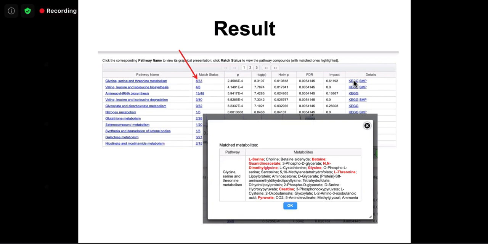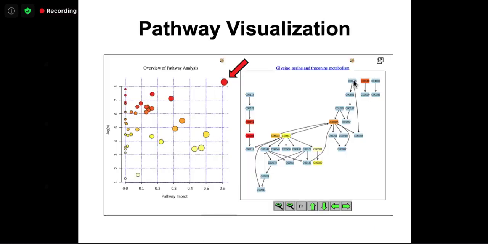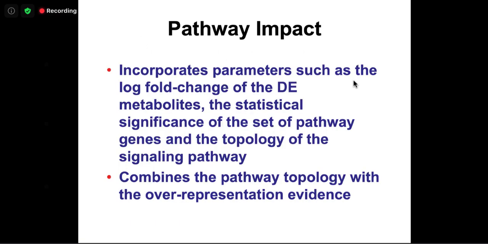I have a quick question about that. Sure. How do you quantify that pathway impact? Because it's obviously numerical here. Yeah, you can see the R code for how you do that.